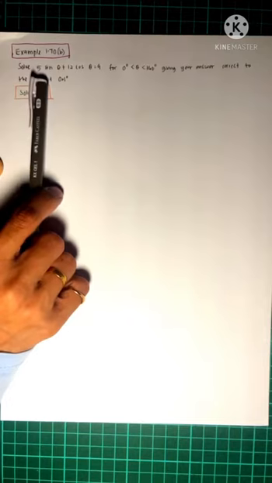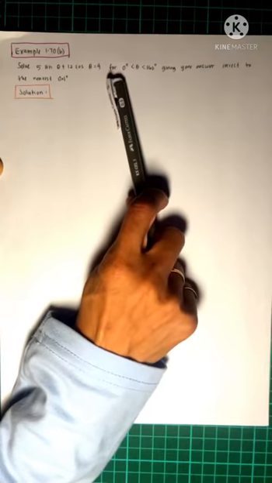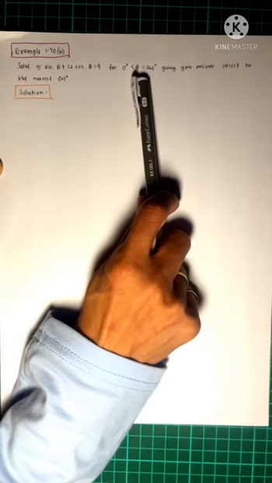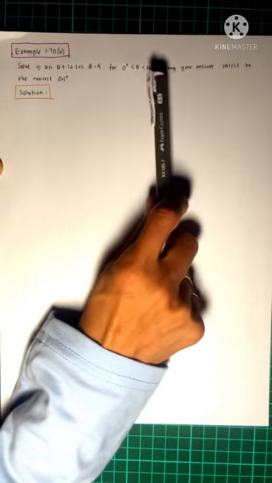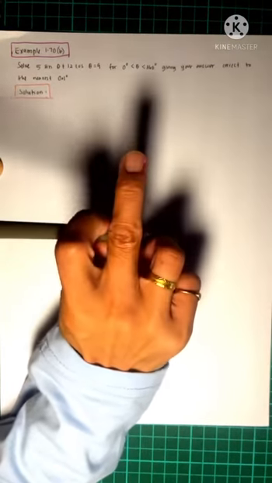Next example. 5 sin theta plus 12 cos theta equal to 9, for 0 degrees less than theta less than 360 degrees, giving your answer correct to the nearest 0.1 degrees. So first step, we must do our assumption.